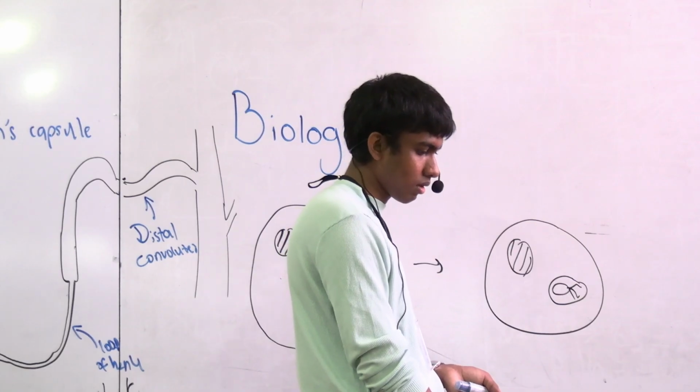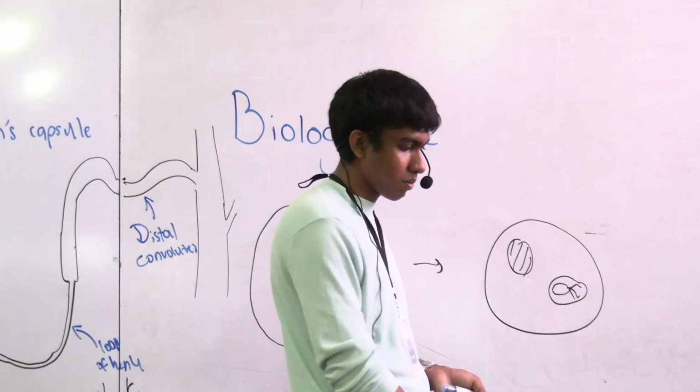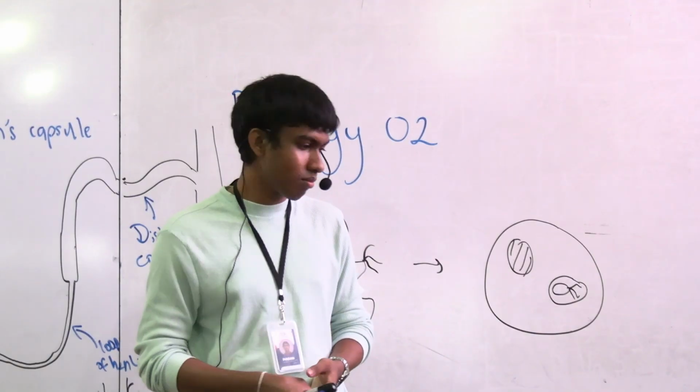Next we have blood plasma, transport of hormones. That's correct. The function of blood plasma is transport of hormones.